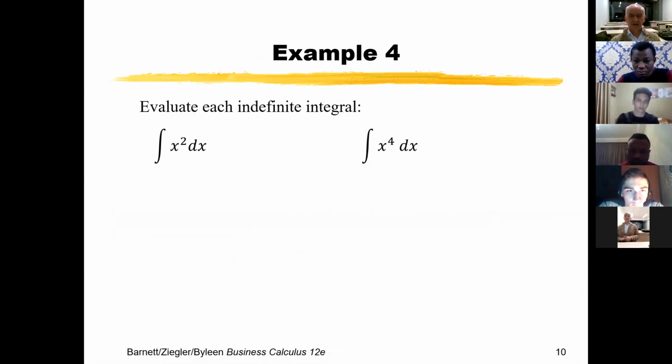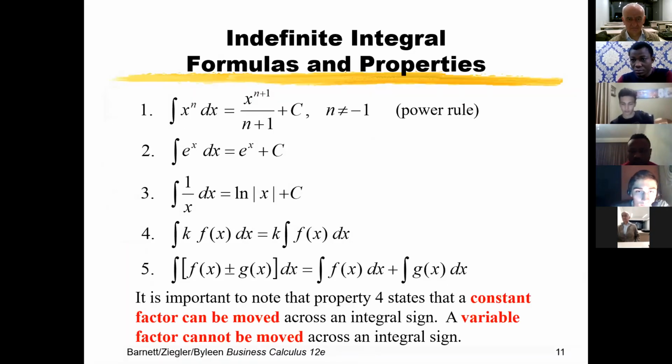Okay, now let's solve it. But to solve it, we have some formulas for indefinite integrals. Could I take a screenshot? Sure, sure.